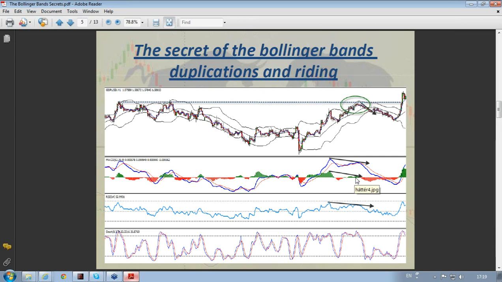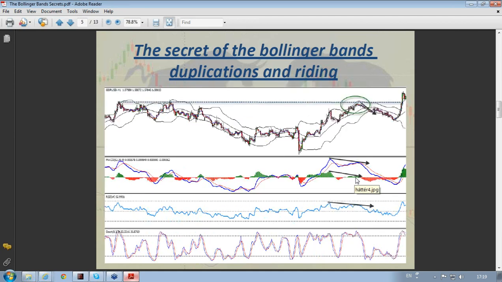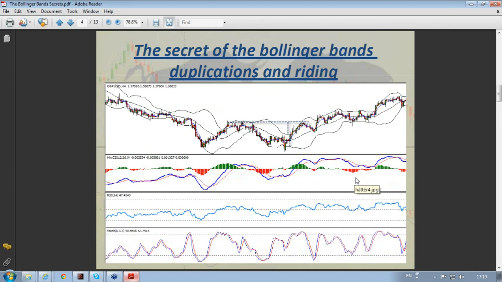Once again, 4 hour chart duplication up, 1 hour chart divergence. You recognize the duplication on any time frame, you will look for a divergence being created on the duplication area on the same time frame or one time frame lower. Remember that? It is very, very important.